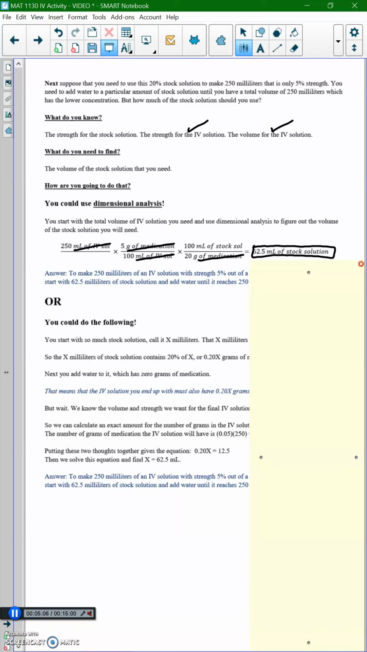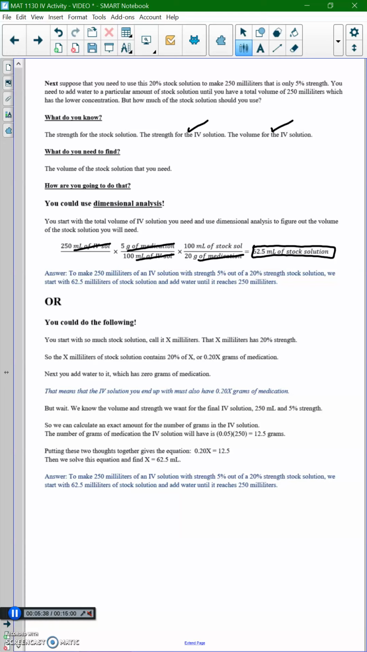And so if we take a look here, in our answer, we can say to make 250 milliliters of an IV solution with a strength of 5% out of a 20% strength stock solution, we're going to start with 62.5 milliliters of stock solution. And so we're going to put that stock solution into the IV bag. We'll fill the rest with water until we reach our 250 milliliter limit for this IV bag that we are making.